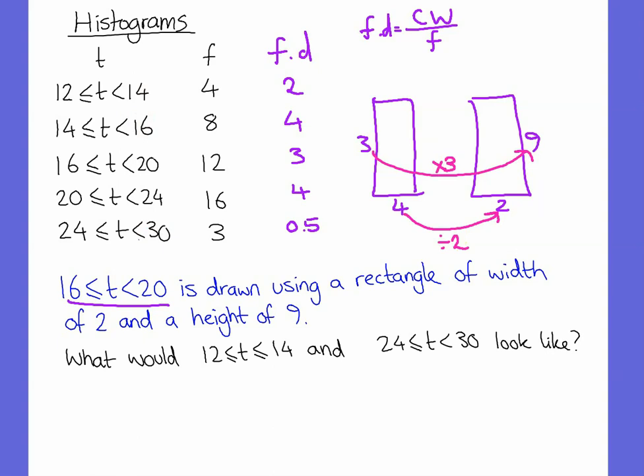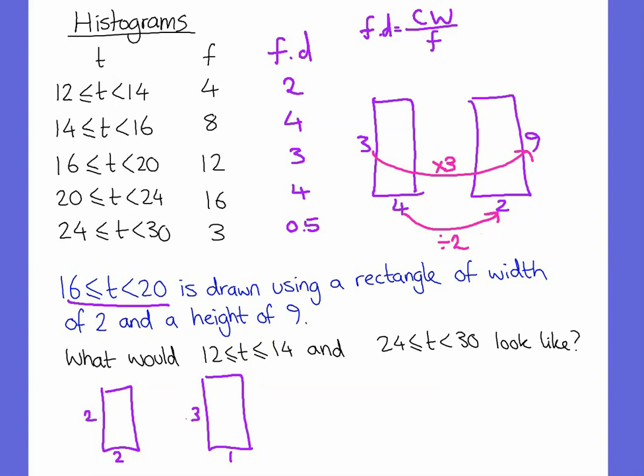So let's look at this first black one here. We are looking to draw this bar, so normally we would draw that with a width of 2, and for 12 to 14 it would be up to 2 on our frequency density. But what are we going to do now? Using this scale, we're going to divide the width by 2, so it's now going to be 1, and we're going to multiply the height by 3, which is now 6.